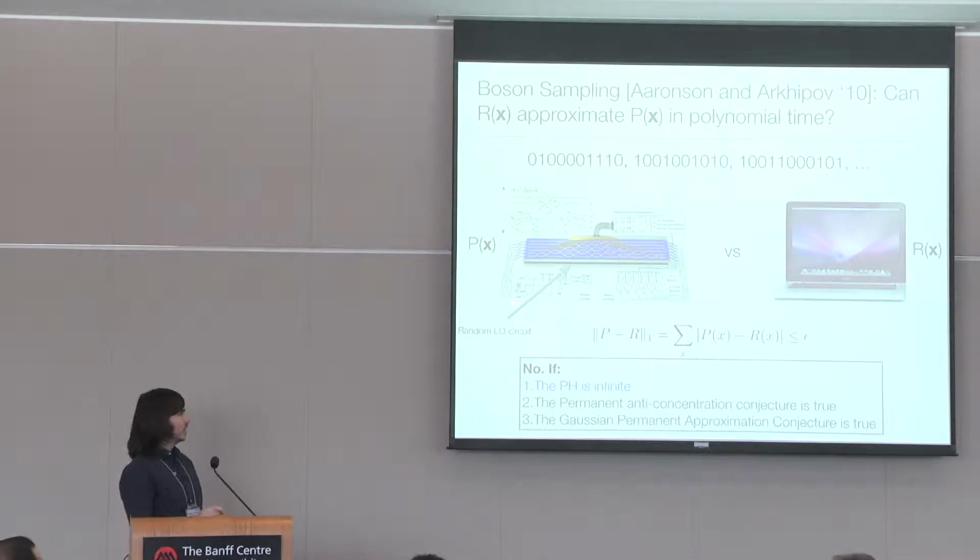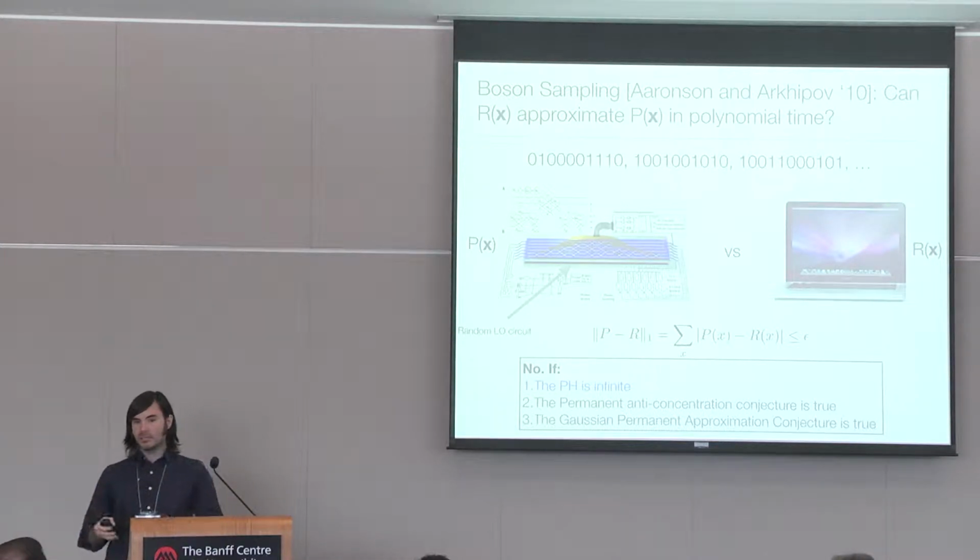Now, the linear optical circuit that you're implementing, which is going to be classically hard, is randomly chosen. And there's a bunch of reasons as to why that's the case.